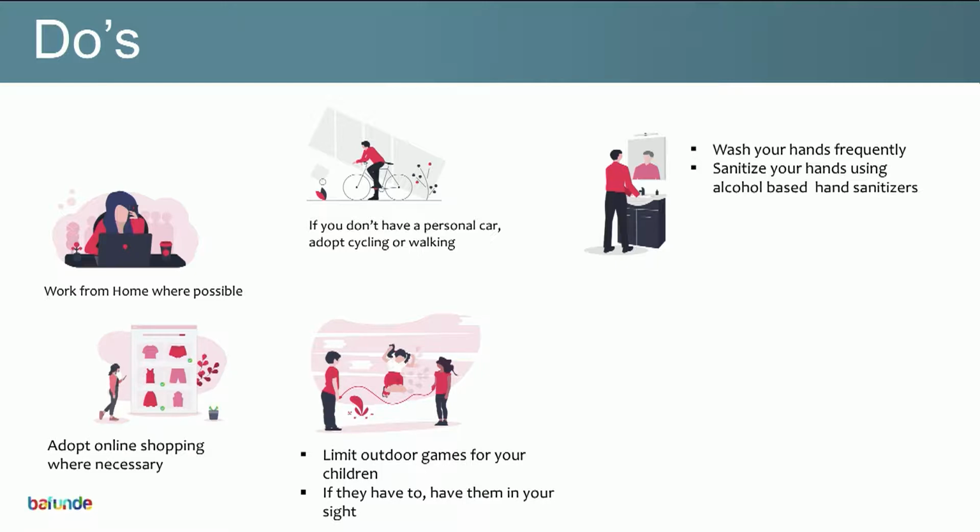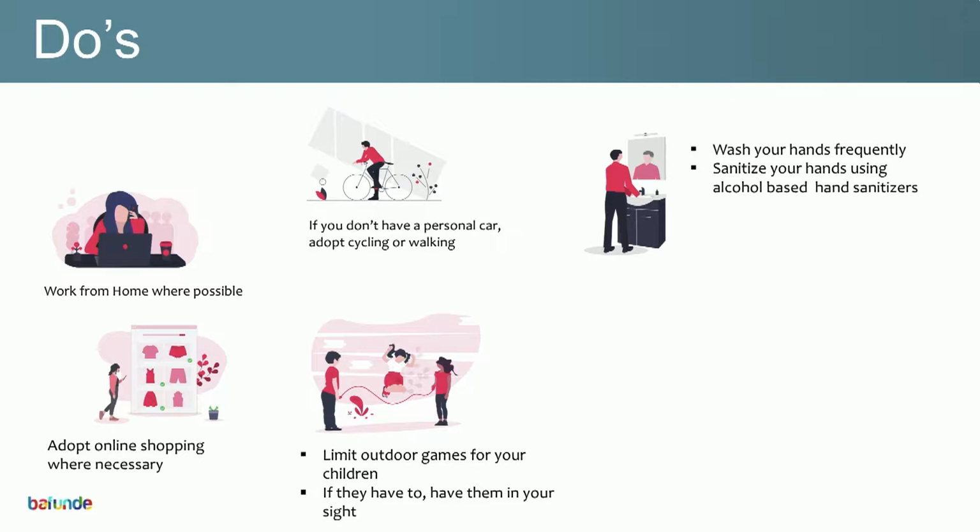Adopt online shopping where necessary. You don't have to walk to a supermarket to have your groceries or goods delivered. You can just order them. If you are to buy a phone, you don't have to go to the CBD to buy a phone. You can buy them online and then they will be delivered to you.